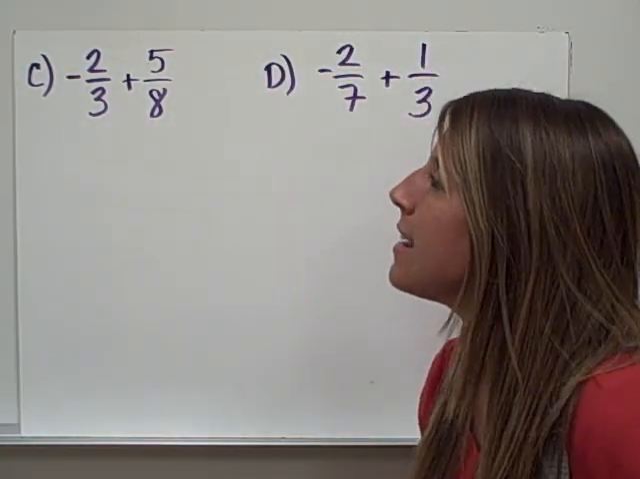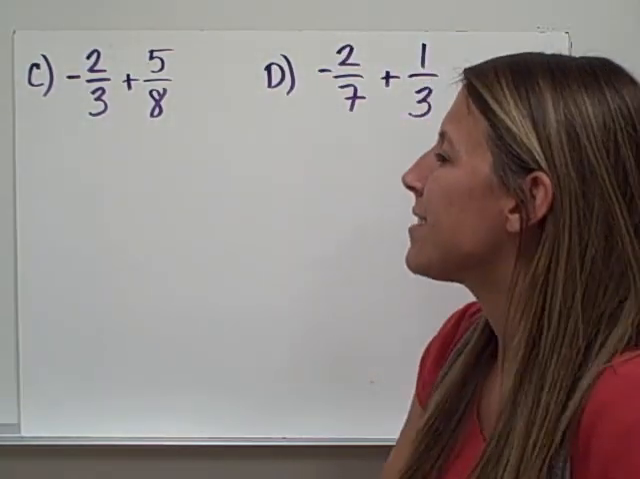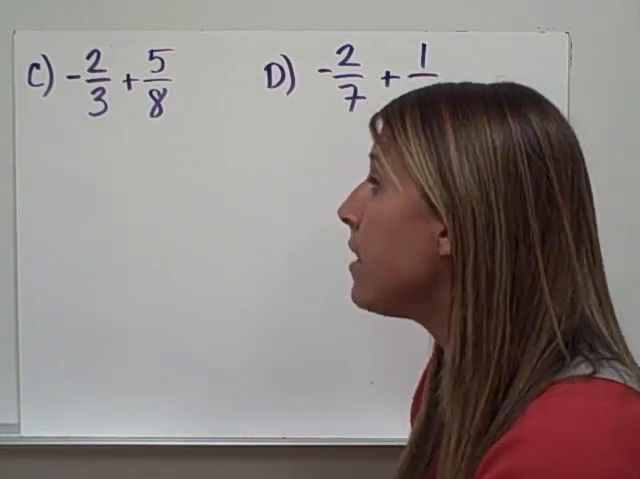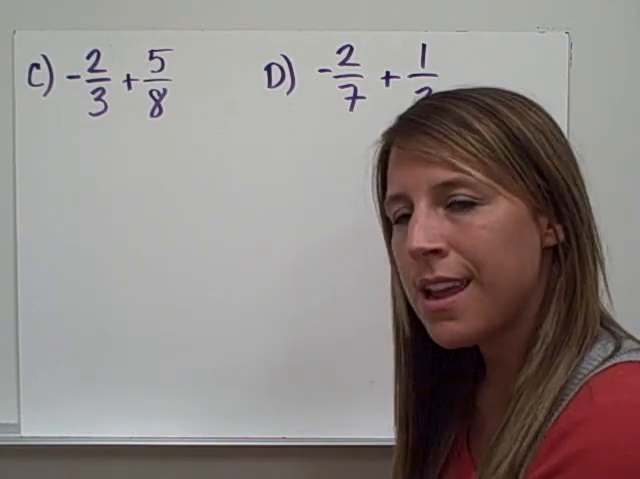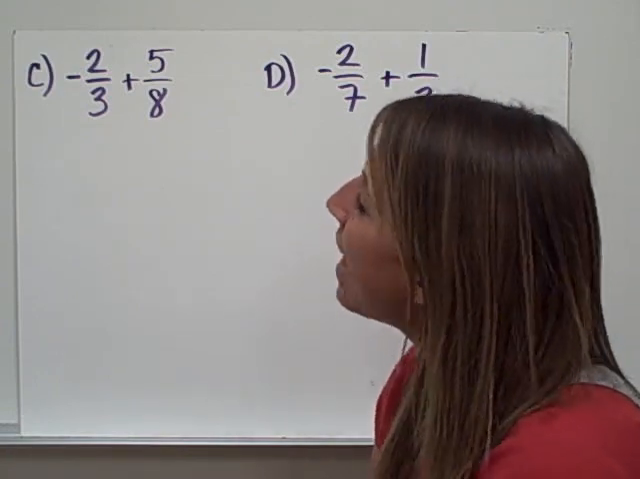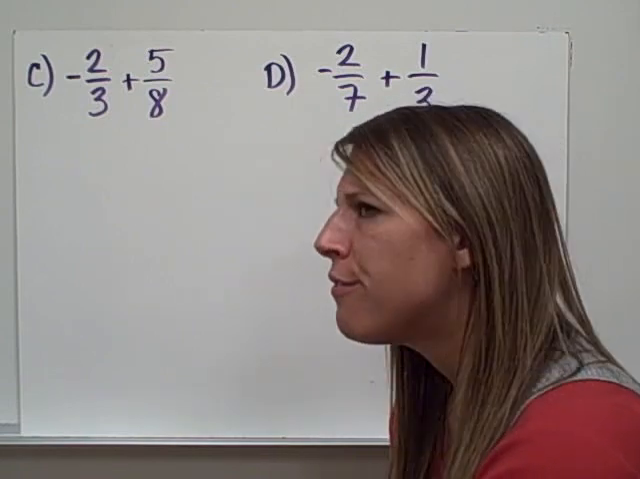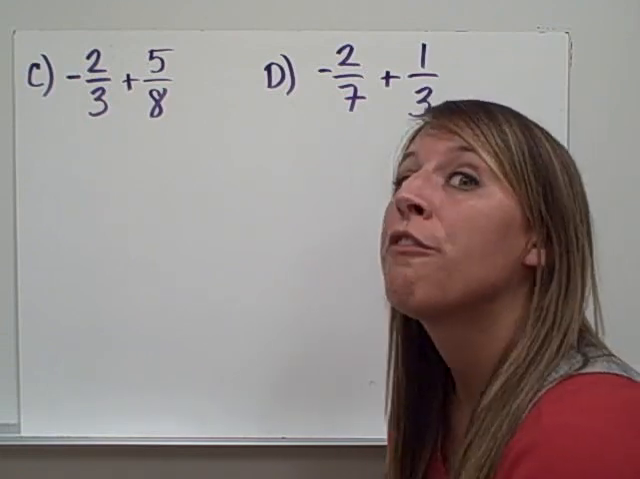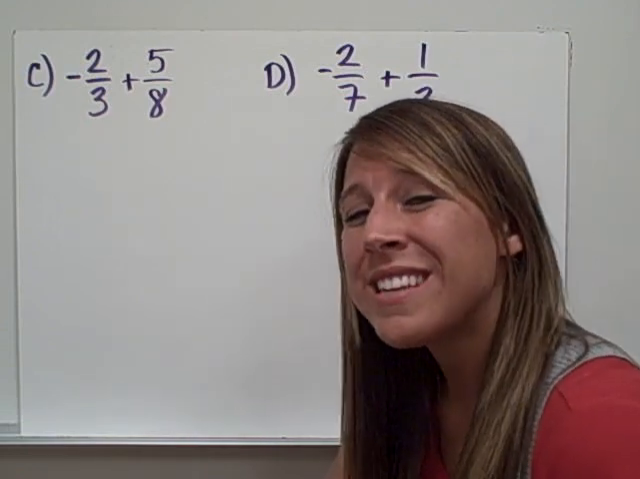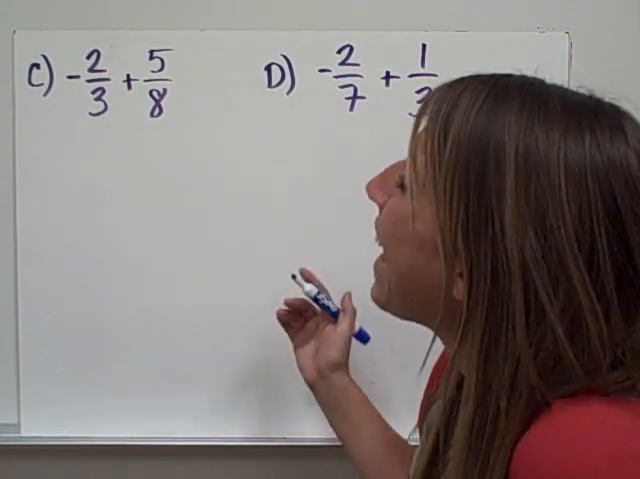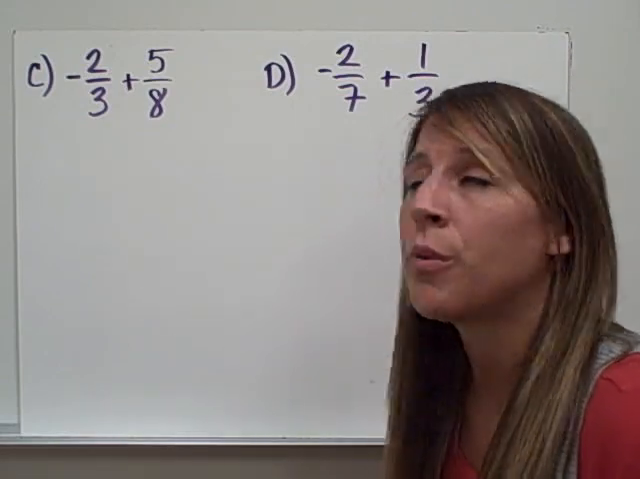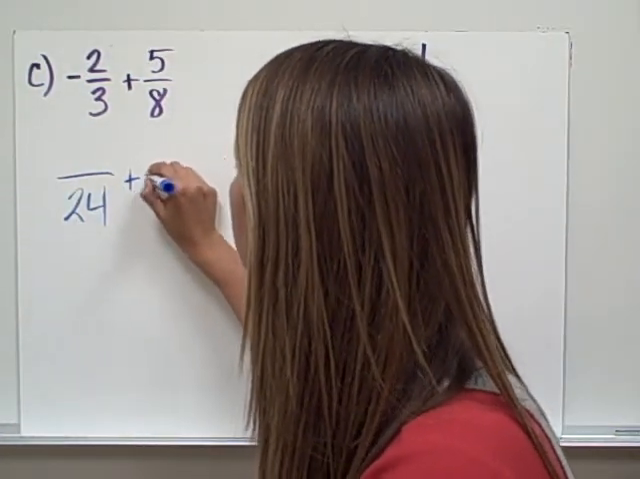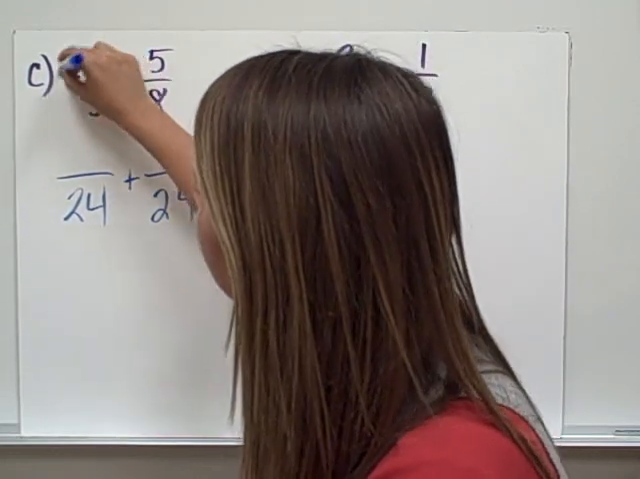Example C is negative 2/3 plus 5/8. The least common denominator of 3 and 8. Well, I can think of my multiples of 3: 6, 9, 12, 15, 18, 21, 24. Just so happens this time that the least common denominator between thirds and eighths is going to be the product of 3 and 8, which is 24. And don't forget this negative here.